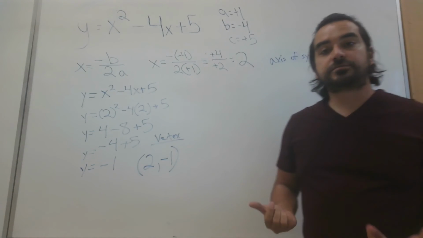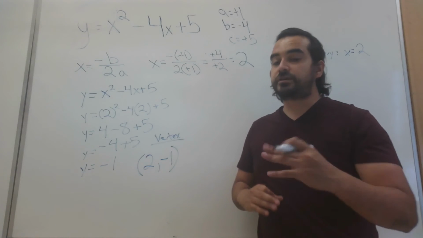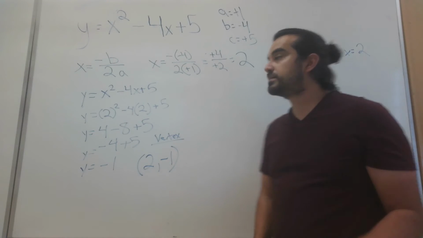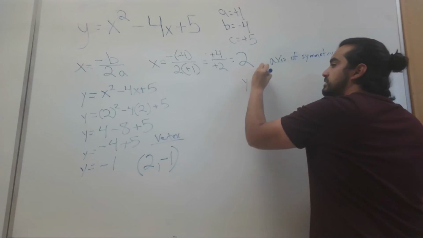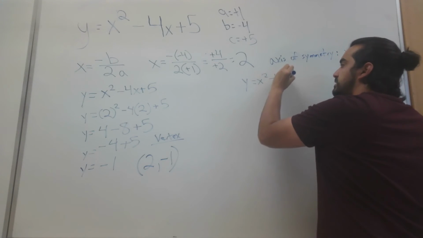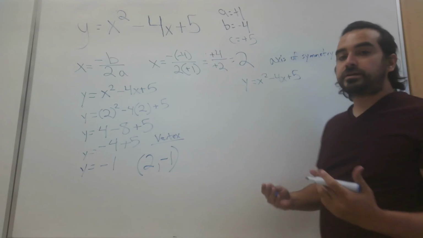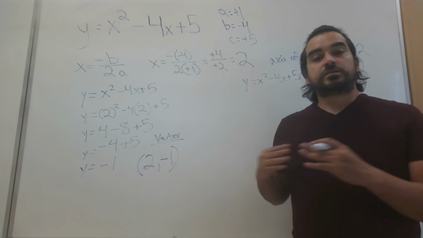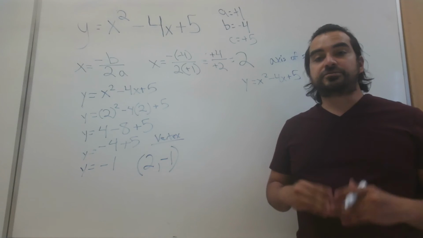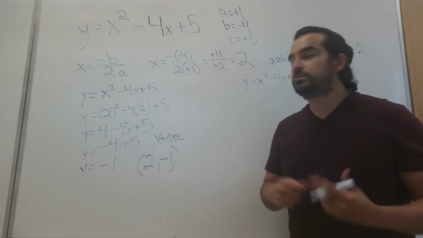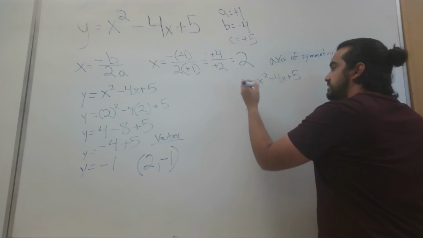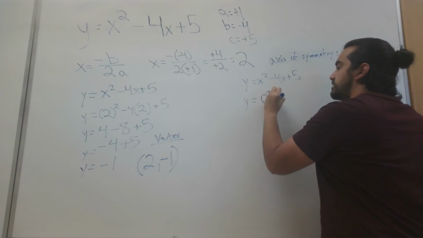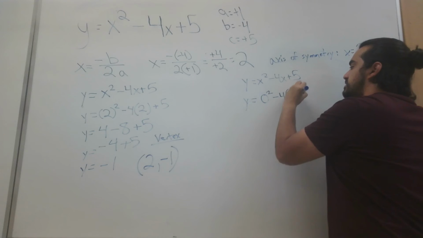Now we found the axis of symmetry and the vertex. Let's go ahead and find the y-intercept. For the y-intercept, I'm still going to use the quadratic function. But one thing you have to remember, the y-intercept, the x value is always going to be 0. So what we're going to do is substitute 0 in for x. So 0 squared minus 4 times 0 plus 5.